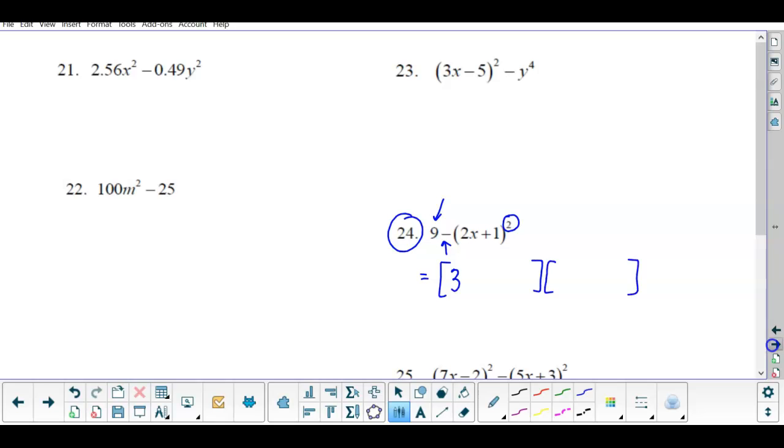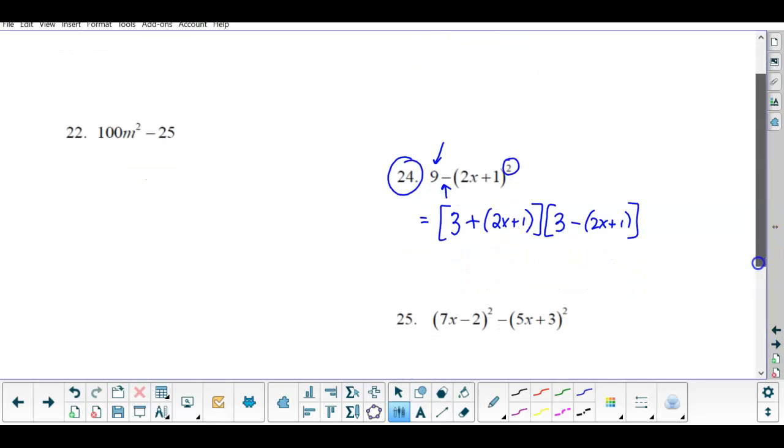The root of 9 is 3. The root of this is 2x plus 1. So I'll keep it in brackets. One has a plus, one has a minus. It's really important to keep it in brackets, because then you have to get rid of those brackets and collect like terms. So 2x plus 3 plus 1 is 2x plus 4. 3 minus 2x minus 1. So 3 minus 1 is 2 minus 2x.